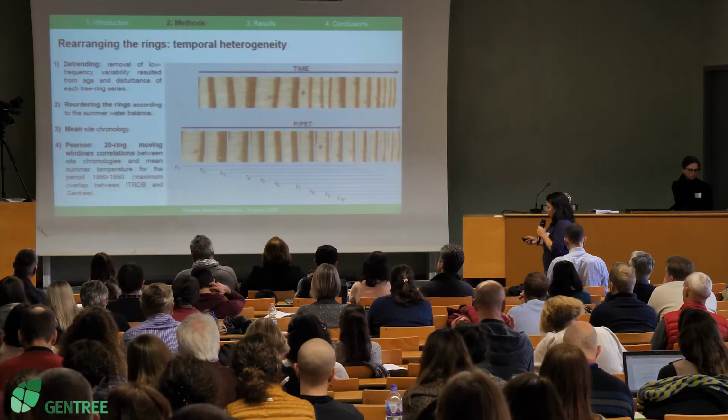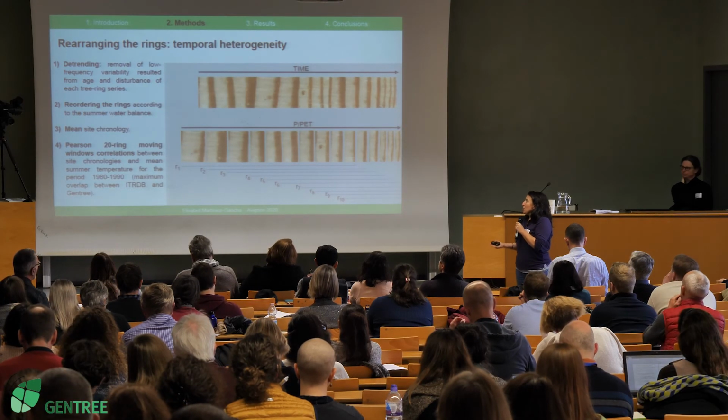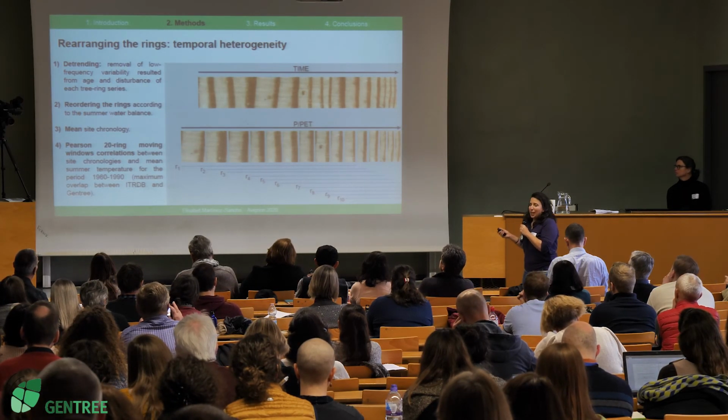So first of all, we need to apply what we call detrending, so removing age and disturbances to keep the interannual variability of our series. And then we apply a novel approach. Basically, we rearrange all the rings to make it easy.